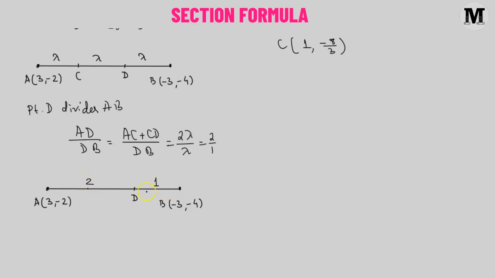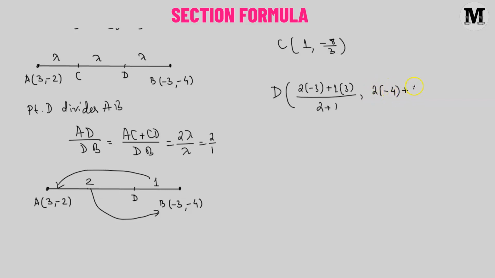We can apply the section formula. This is an internal division. So to find out the coordinates of D, all we have to do is take 2 and multiply it with B, and 1 will get multiplied to A. So we have 2 times the x coordinate of B, that's -3, added to 1 times the x coordinate of A, that's 3, divided by the sum of the ratios, 2 plus 1. Then to find out the y coordinate, we take 2 and multiply with the y coordinate of B, added to 1 times the y coordinate of A, that's -2, divided by 2 plus 1.